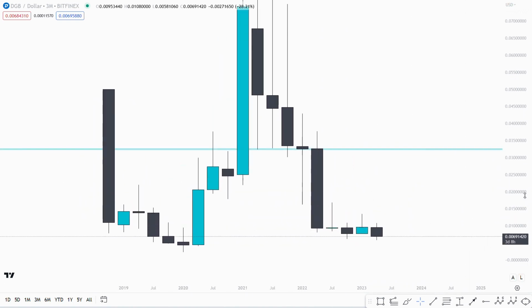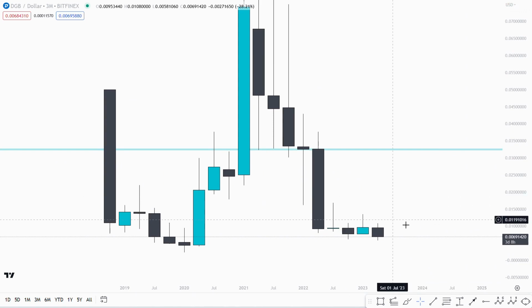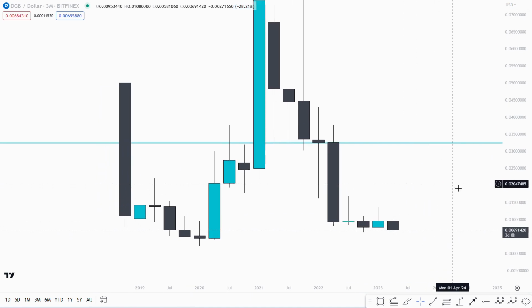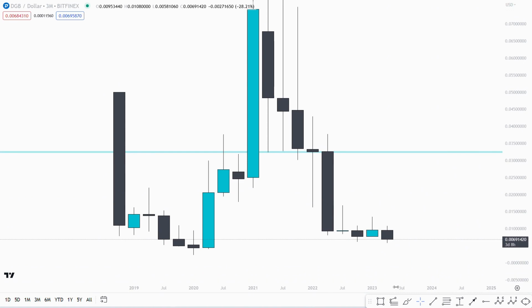So I think the name of the game is patience here. As always, we've outlined a potential buy zone and a potential exit strategy as you are moving along for 100, 200, 300% moves. So just sit back, relax, let the market do the work.